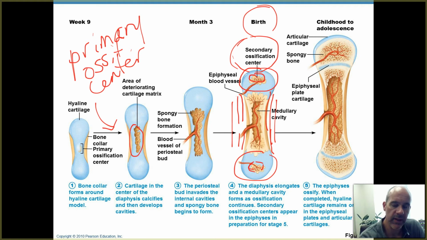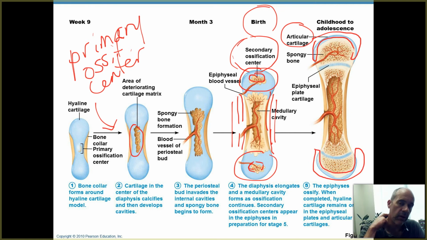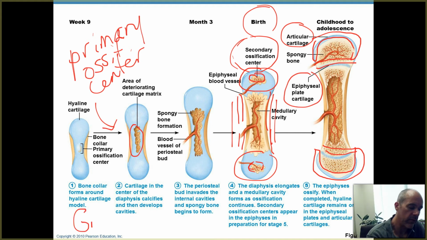Now, where do you have cartilage left over? You don't get rid of all of your hyaline cartilage. As we've already talked about, the ends of your long bones have what we call the articular cartilages. That's a little bit of that hyaline cartilage that's left over. It stays there on the ends and becomes the gristle. And then during childhood and adolescence, you actually have a strip of hyaline cartilage right there and right there. Those are called your epiphyseal plates or your growth plates. So growth plate is another name for epiphyseal plate.